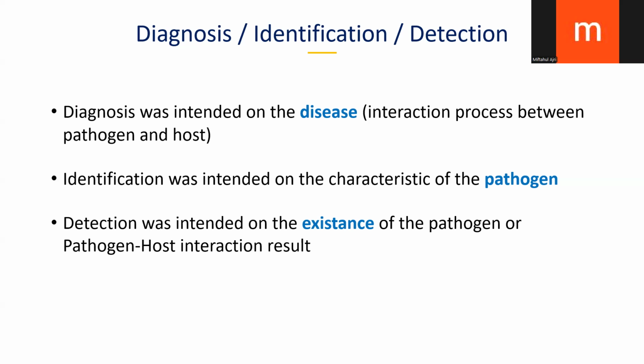So when we want to know the disease, we can go to the diagnosis. If we want to know the species or the genus of the pathogen, we can do the identification. Or if we are curious, is there any pathogen? Is there any virus in that plant? We can do the detection process.